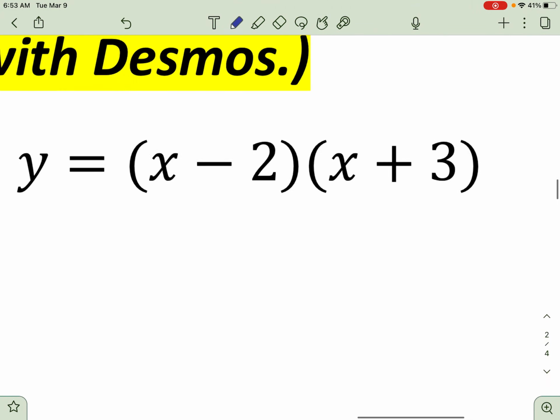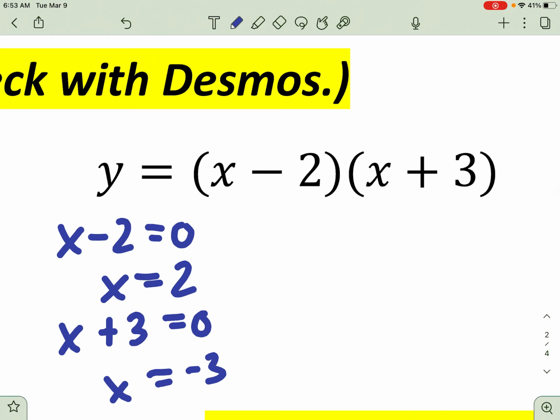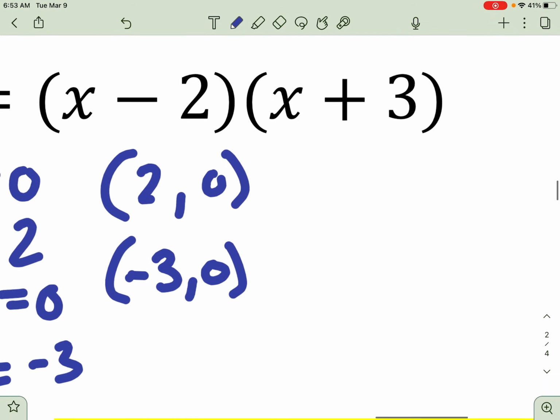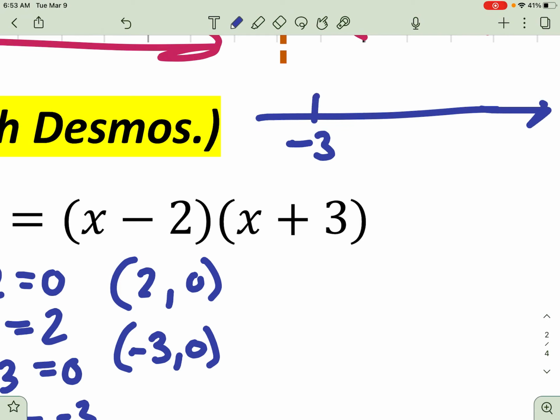All right, let's go ahead and try number 2. Again, set both of these equal to 0. So x minus 2 equals 0, x plus 3 equals 0. What's the opposite of those? Well, that would be a +2 and a -3. So our intercepts would be at 2, 0 and -3, 0. Okay, so how many spaces are between those? You have a -3, and then you have a +2.